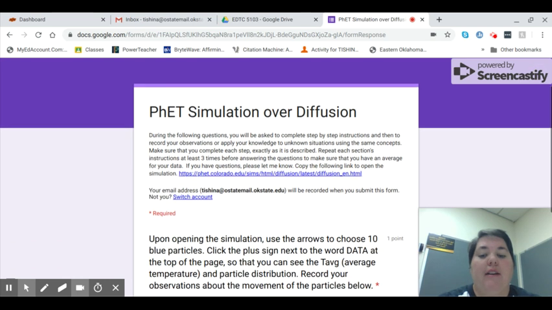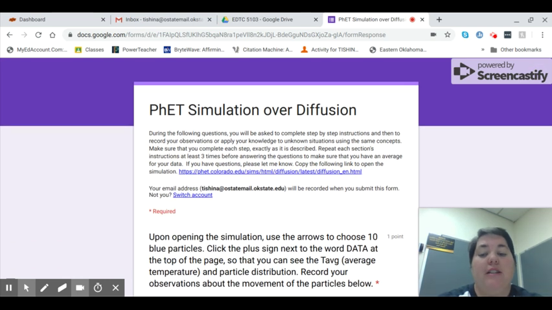So you can see that this is the Google Doc. It has different sections. There's 7 different sections. And for this particular one, they need to follow the step-by-step instructions to make sure that they understand how diffusion and osmosis works. And by the time they get to the 7th section, they should be able to apply it to a real-life situation.